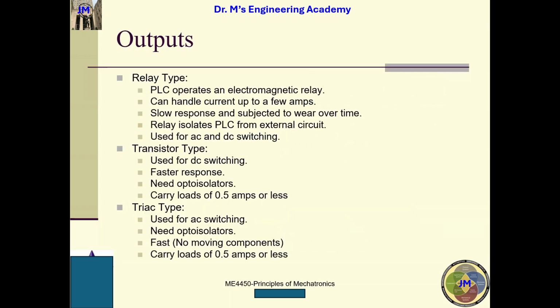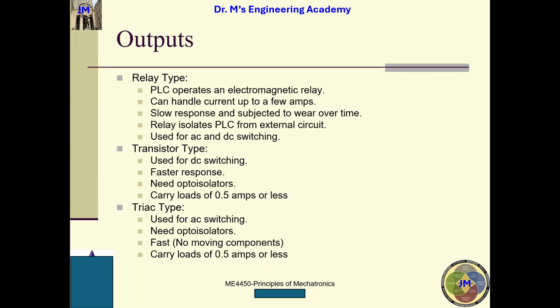So the output. On output we have three big categories. The first category is relay. Okay, relay and transistor, and we'll talk about the transistor. And triac is new, so I'm going to talk about this one a little bit more.